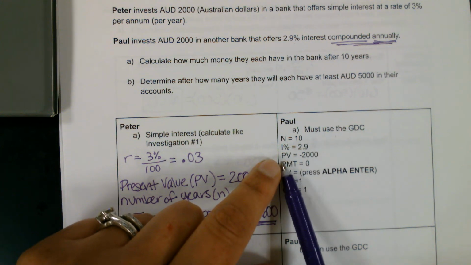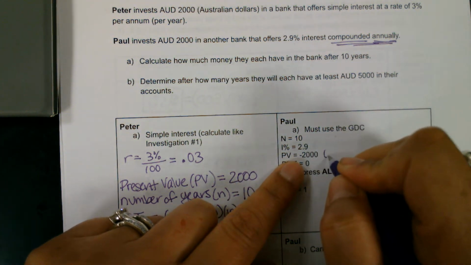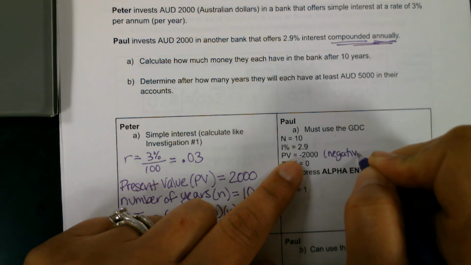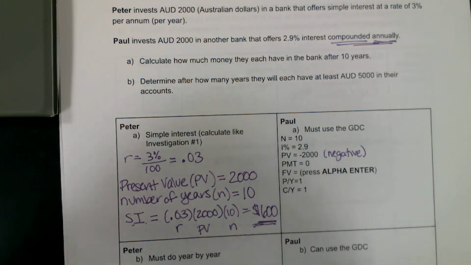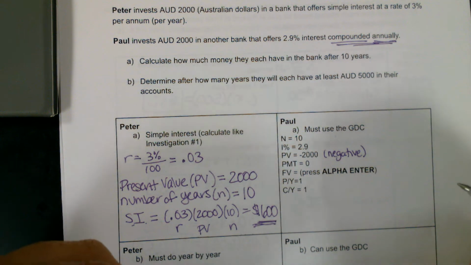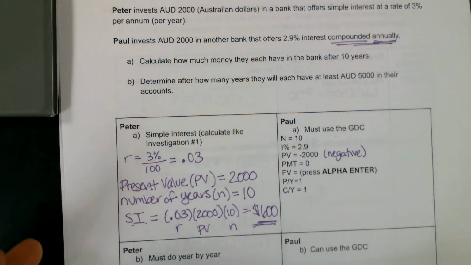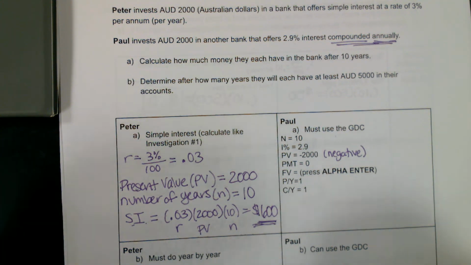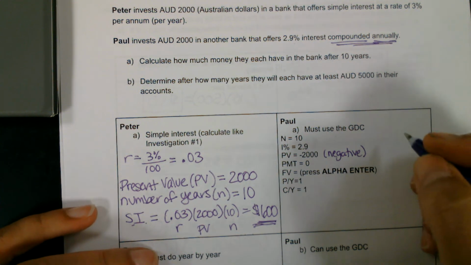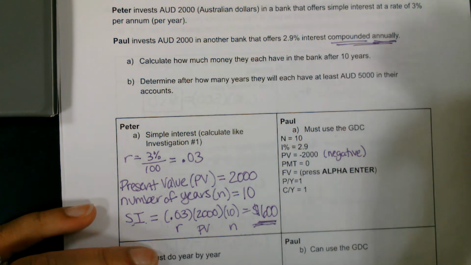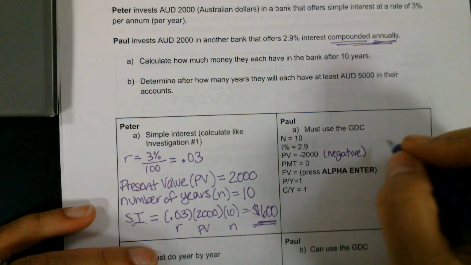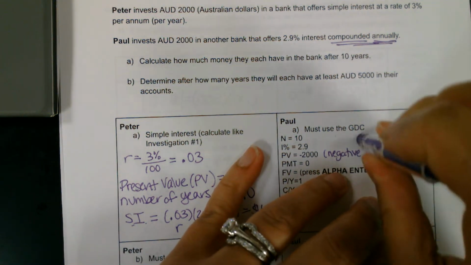Now the present value. Please notice the present value is negative. The reason why it's negative is because it's taken from his perspective. When he puts the money in, he is now down $2,000. So when you deposit money, your present value will be negative because you don't have that money anymore. You are in the negative $2,000 because you can't spend it. You deposited it into the bank. So it's negative when you deposit money.